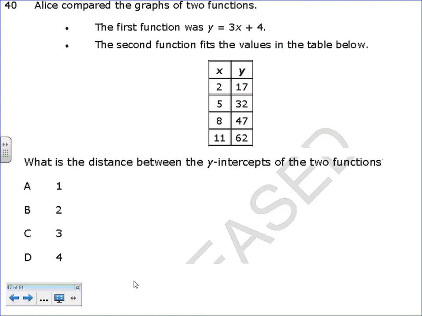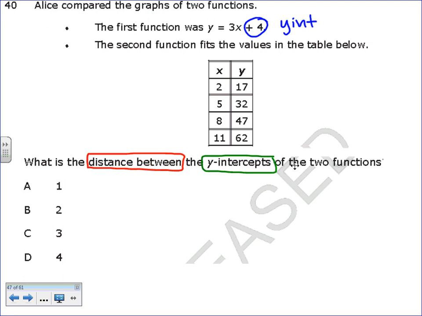For question 40, it says, Alice compared the graph of 2 functions. The first function was y equals 3x plus 4. The second function fits the values in the table below. What is the distance between the y-intercepts? So I've got to find the y-intercept of each function. Luckily, for this one, it's always y equals mx plus b. This is my y-intercept. Now I need to find the y-intercept for the other one.